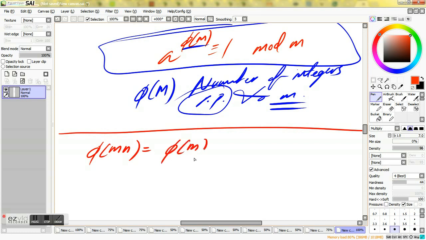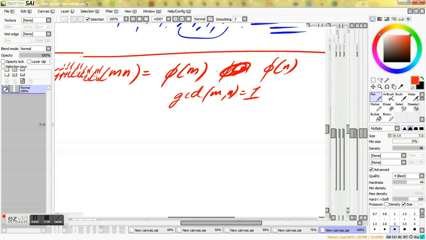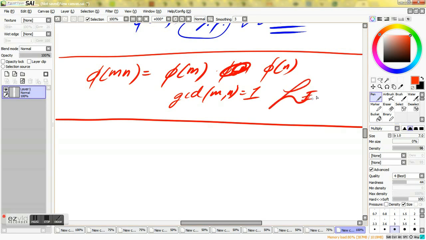That phi of mn is multiplicative. And what this means is that phi of mn is equal to phi of m times phi of n, where the GCD of m and n is 1, or m and n are themselves relatively prime. So I'll just use this as a lemma, and I'll give it to you as an exercise to prove. This is our lemma.